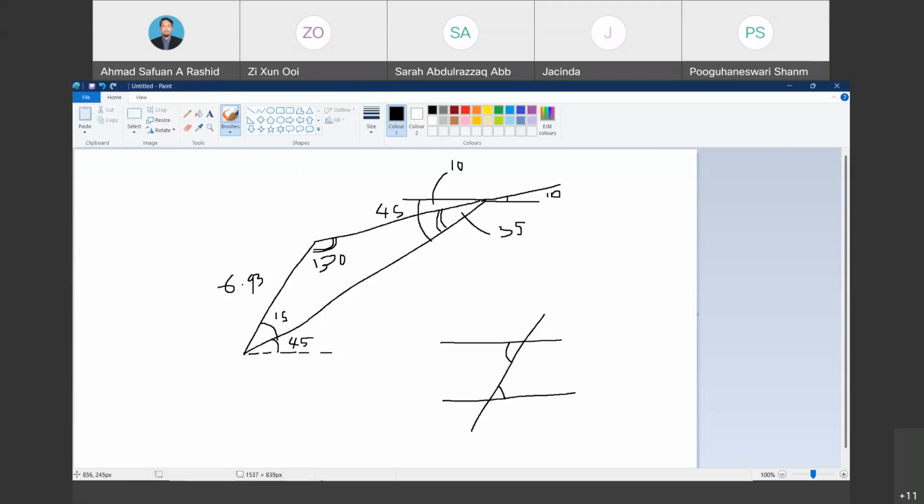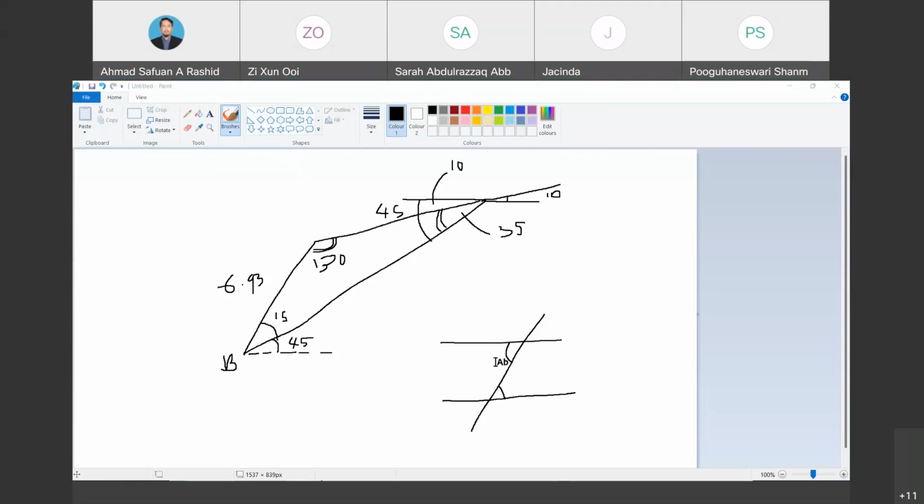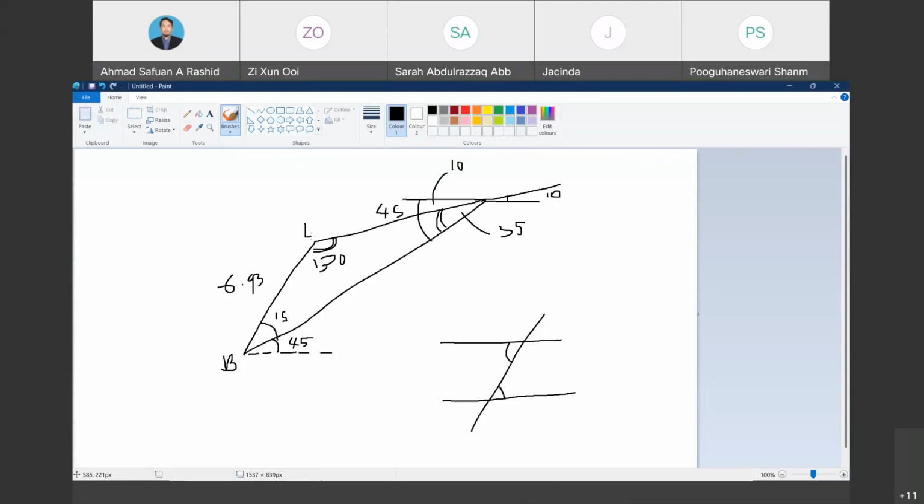So to get the length of this one, for example, this is B, B E D. To get the length of the BD, so this is sine 130 over BD is equal to, so we already know the length of the BE, so it's better for us to use the BE. BE is 6.93, and this is sine 35. So from there we can get the value of the BD.